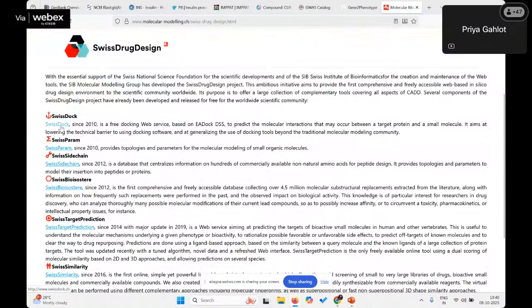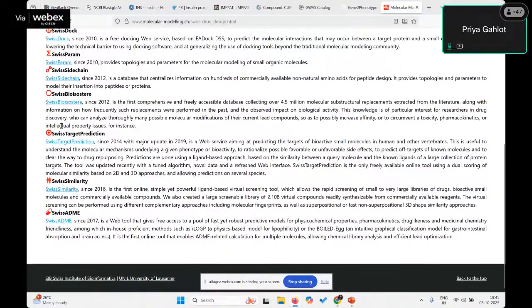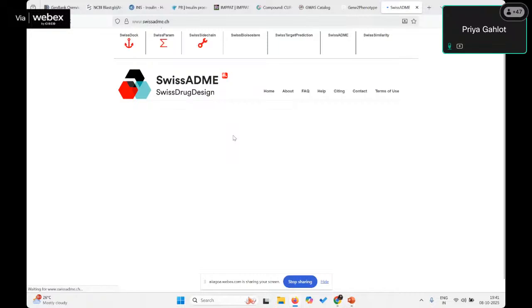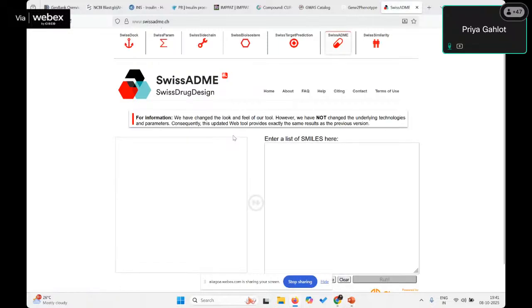So this is for Swiss Dock. This is Swiss ADME. There is Swiss Similarity also, and you can also do protein modeling using Swiss tools.